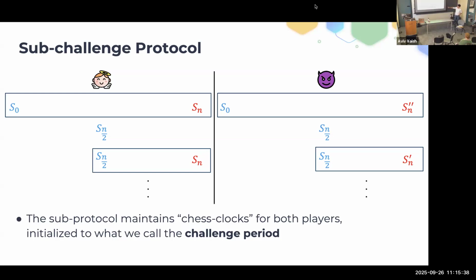Now, in this game, each player gets a chess clock, which is a clock that is initialized to some high number and ticks down every time it's their turn to move. This initialization time is what we call the challenge period, and if this clock runs out, then that player is immediately disqualified. That makes sense? Okay.